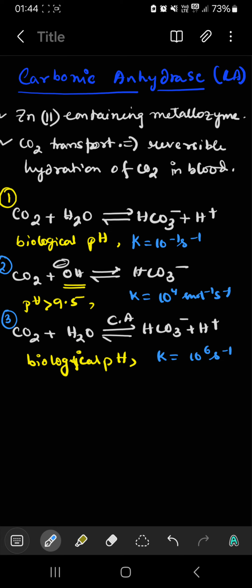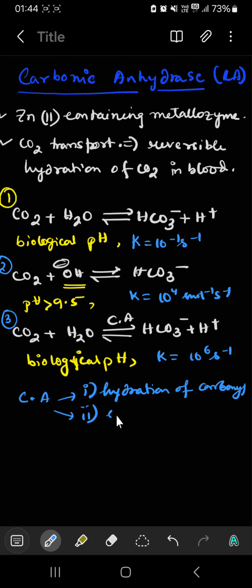And carbonic anhydrase has some more applications. Number 1 is hydration of carbonyl compounds, and number 2 is ester hydrolysis. So they find various other applications in our biological medium as well.